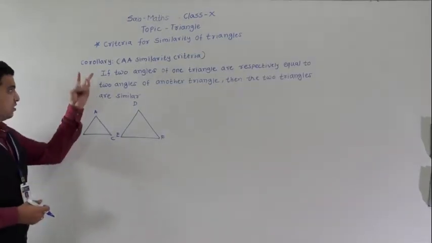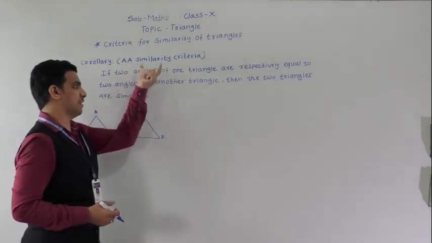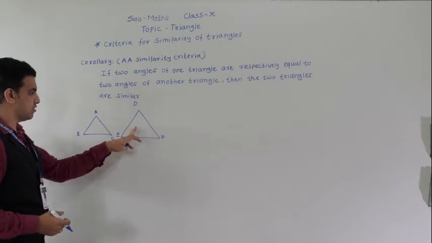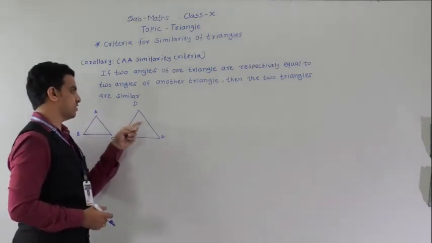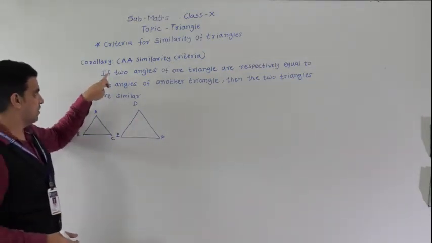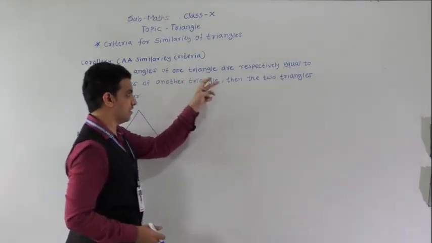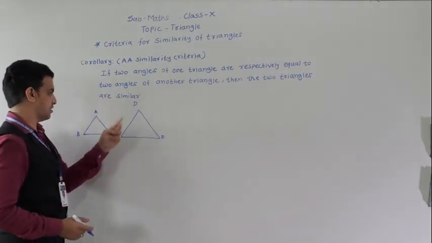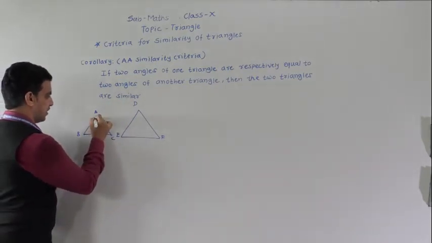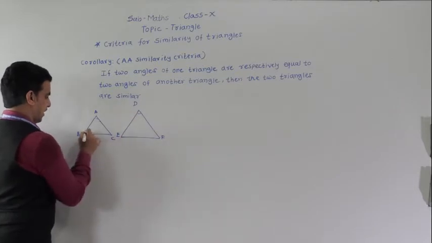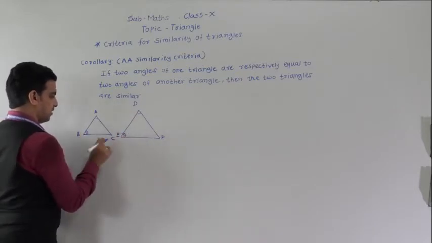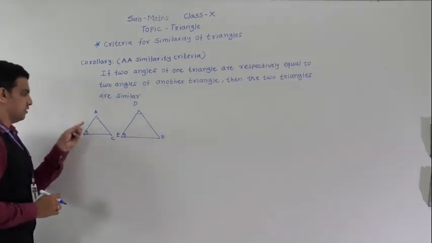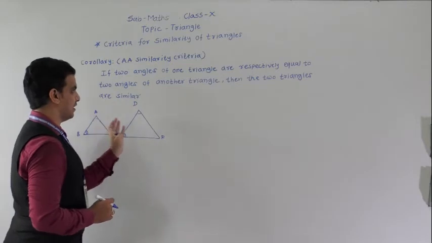Okay, now we will take the corollary, that is the AA similarity criteria. If two angles are equal, only two corresponding angles are equal, then we can show that these two triangles are similar. So the theorem is like this: if two angles of one triangle are respectively equal to two angles of another triangle, then the two triangles are similar. So it is obvious that if we take angle A equal to angle D and angle B equal to angle E, then we can show that angle C and angle F are equal, and after that these two triangles are similar by AA criteria.